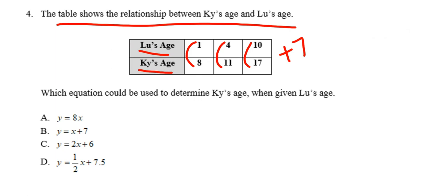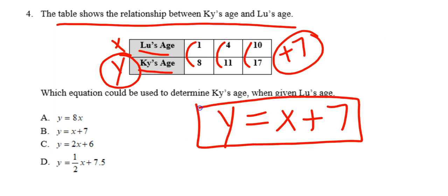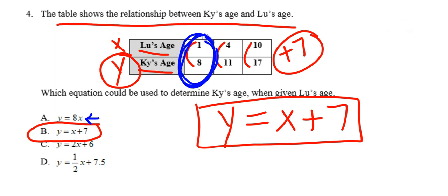So whatever Lou is, we could say that's x and this is y. We add 7 to Lou's age to get Kai's age. So Kai's age is going to be equal to Lou's age plus 7. So this is our equation. And you could see how somebody might get this here, right? Because if they just did the first 2 coordinates given, 1 and 8, they might think it's a times 8, but you got to check the whole table.